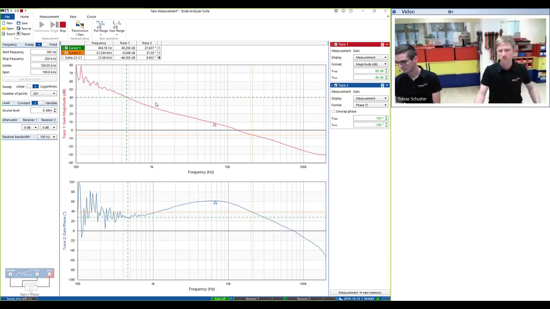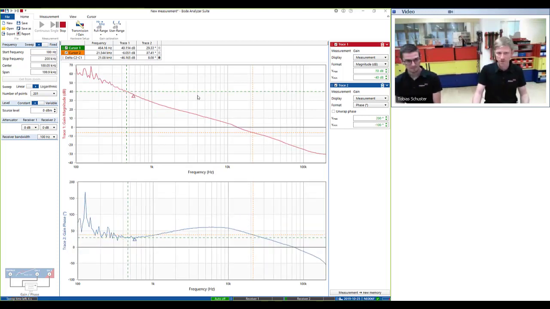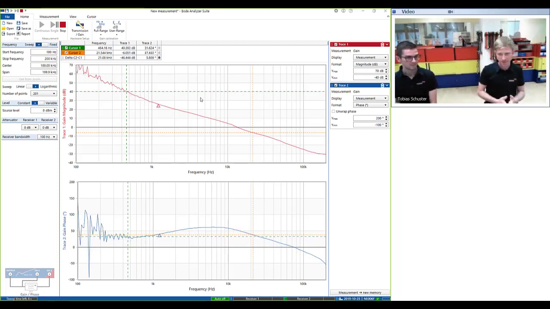So the first thing we need to check is the injection signal level size. As I said before, we need to make sure that the result doesn't change when we change the injection signal level. So I put that curve into the memory and I lower the source level by -10 dB, and then we check, did the result change?